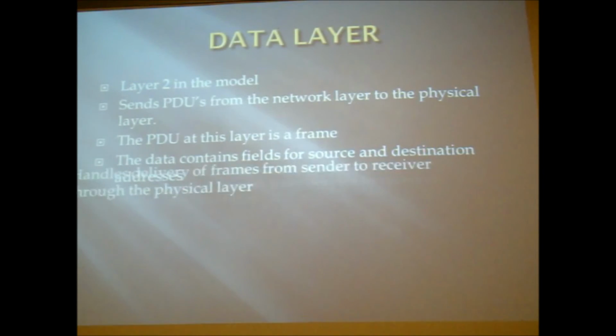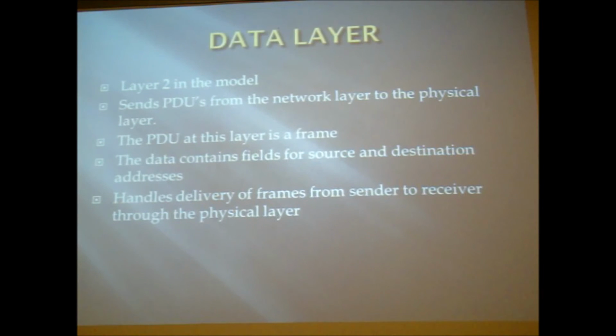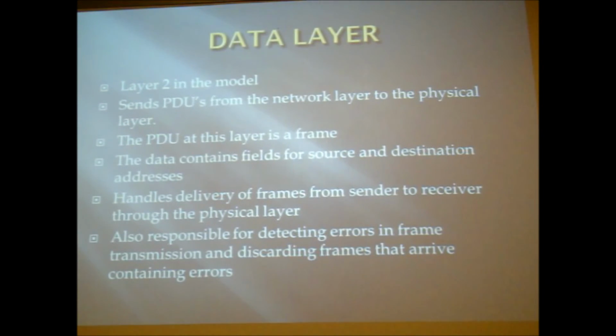The CRC value is a result of a mathematical function based on data in the frame and is recalculated on the receiving end. The header contains fields for source and destination addresses, and the source address tells the receiver where to send a reply. The layer also handles delivery of frames from sender to receiver through the physical layer, and it also is responsible for detecting errors in frame transmission and discarding frames that arrive containing errors.